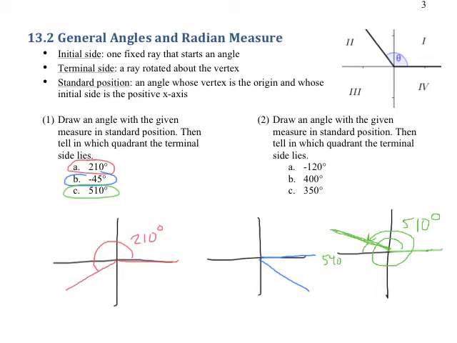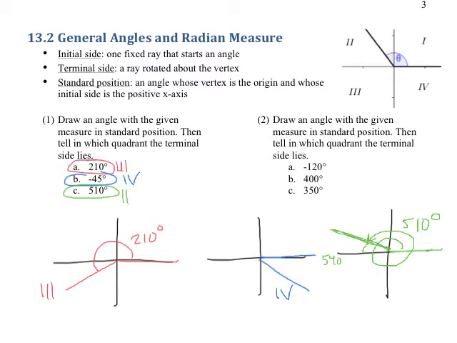The follow-up to each of these questions was what quadrant is the terminal side in. For this first one, 210, that ended in quadrant 3. Remember to use Roman numerals for quadrants. Negative 45, that ended here in quadrant 4. And 510 degrees, as I said a second ago, that ended in quadrant 2.